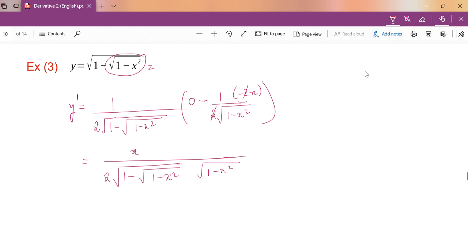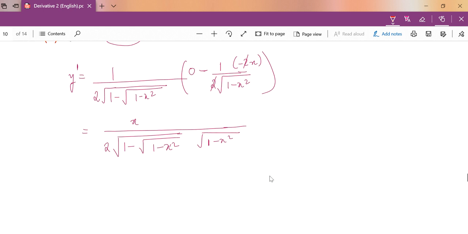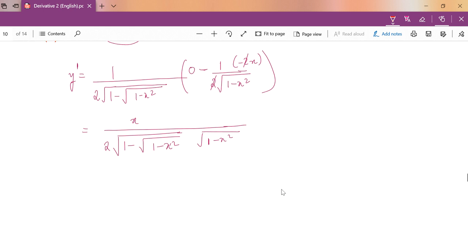So yeah, this is what you get. Now what do you think? Where do you have a problem in this function? Clearly, what do you see? That when this is 0, we have a problem. So what are those points? At x is equal to plus or minus 1, you have a problem.